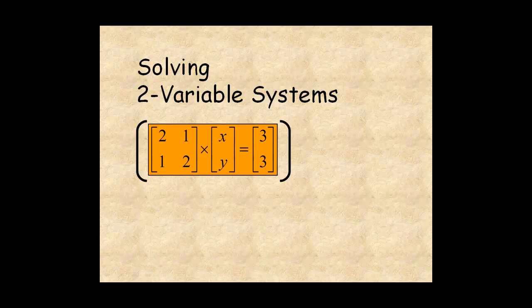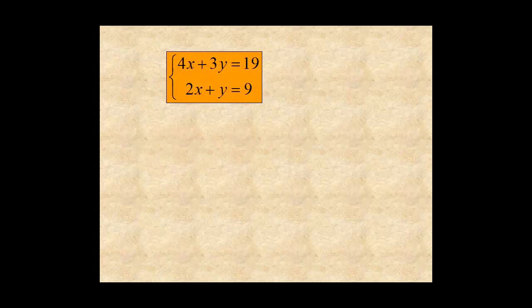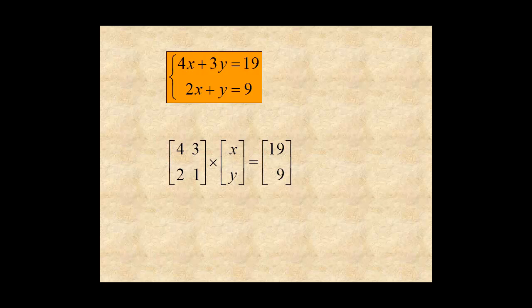This lesson shows how to use matrix algebra to solve two-variable linear systems. The first step is to write a matrix equation that is equivalent to the linear system. The coefficients of the variables from the left side of the two equations are entered into the coefficient matrix. The variables are entered into a variable matrix, and the constants are entered into a constant matrix.